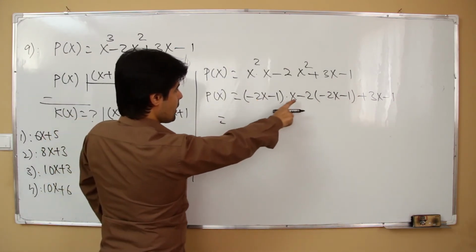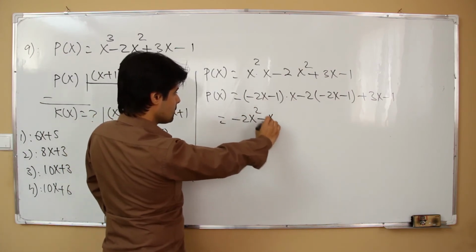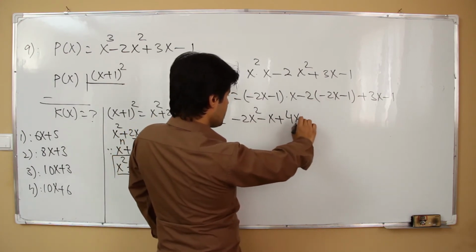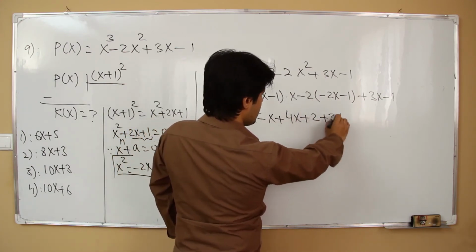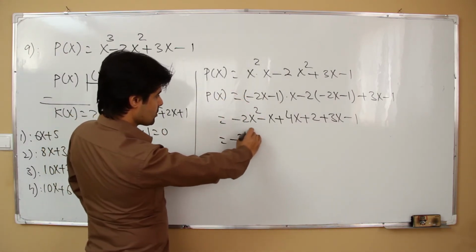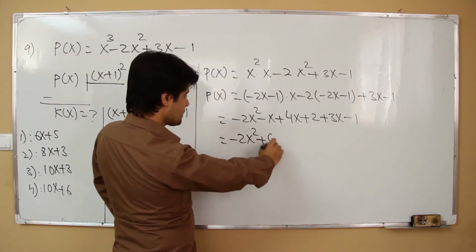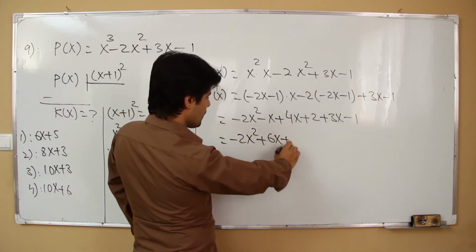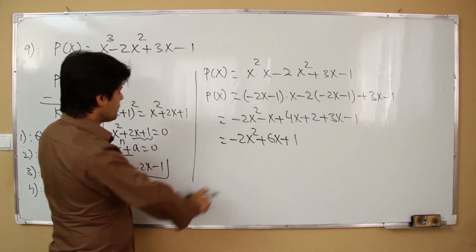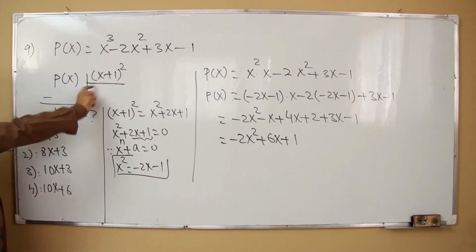So minus 2x with x, it's minus 2x squared minus x, minus 2 with this one plus 4x minus 2, with minus 1 it's plus 2, plus 3x minus 1. Am I right? Yes. Then minus 2x squared minus x with this one plus 3x, 3x with 3x it's 6x. 2 with 1, it's 1. This is not the remainder. Why? Because we have x squared. The degree of the remainder should be less than the divisor.